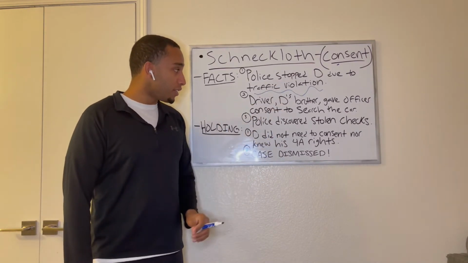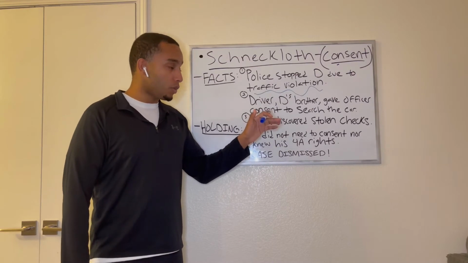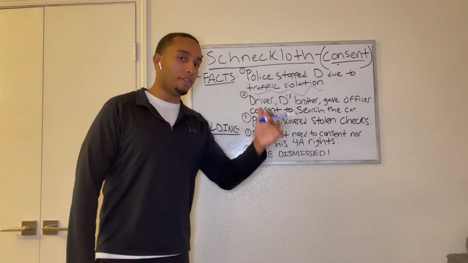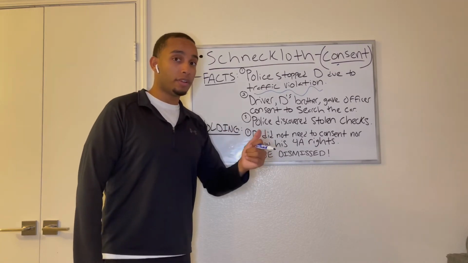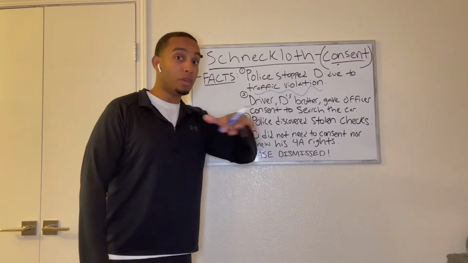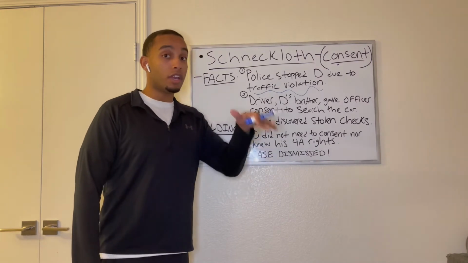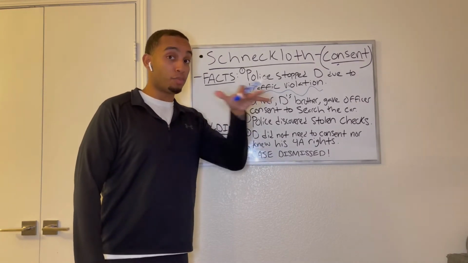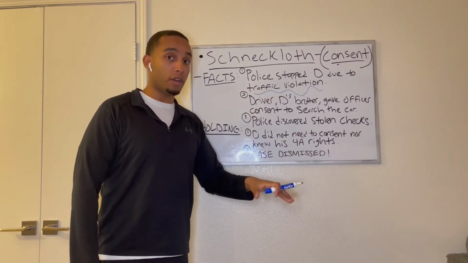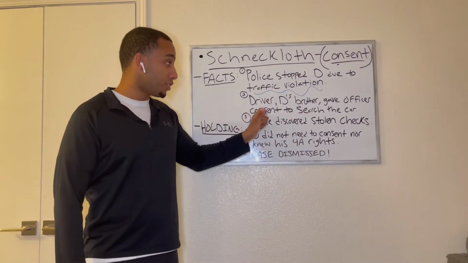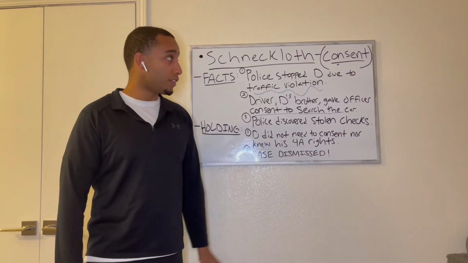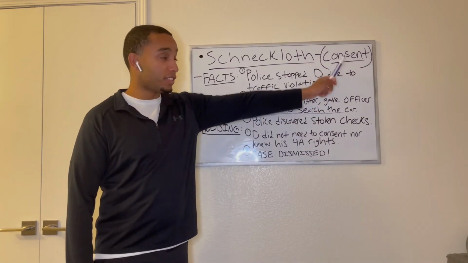Fact number 2 states that the driver was actually the defendant's brother. So the person driving the car was the defendant's brother, but the defendant was still in the car. There were 6 people in the car, including the defendant, but his brother is the one driving the car. And the driver gave the officer consent to search the car. As you can see up here, it's the classic consent case.